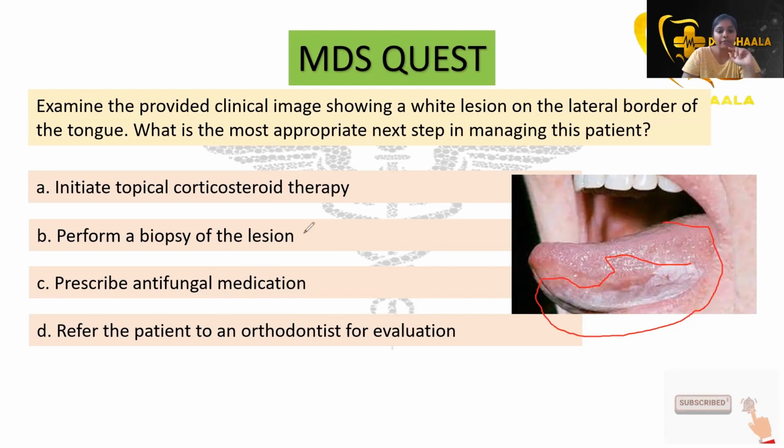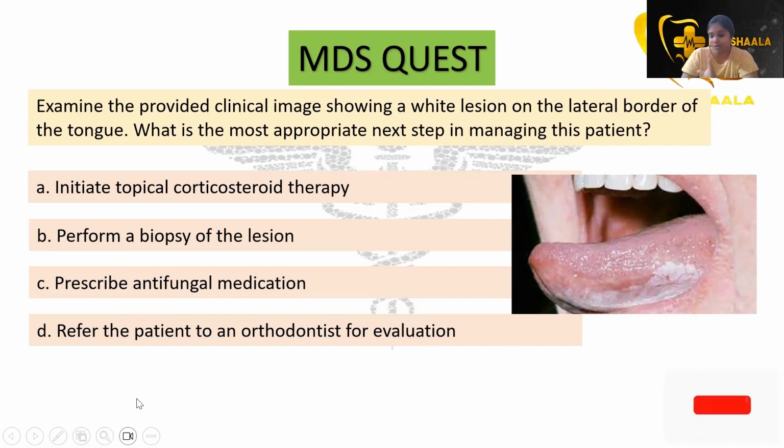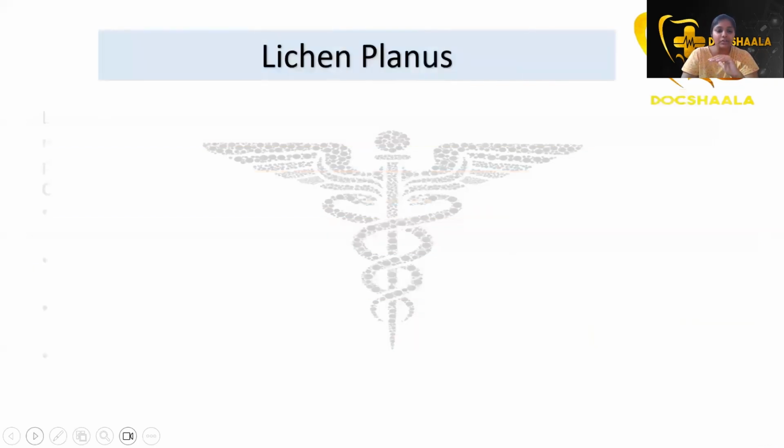So first of all, we have to do a biopsy. Whenever you find a white suspicious patch in oral mucosa, a red suspicious patch in oral mucosa, any suspicious patch in any color, the first point is you have to go to biopsy. Then only we can arrive at the proper diagnosis and continue the rest of the management of the lesion. Okay, then coming to lichen planus.